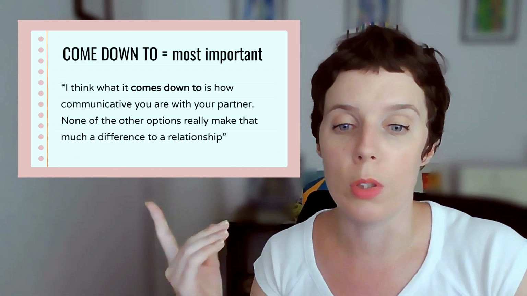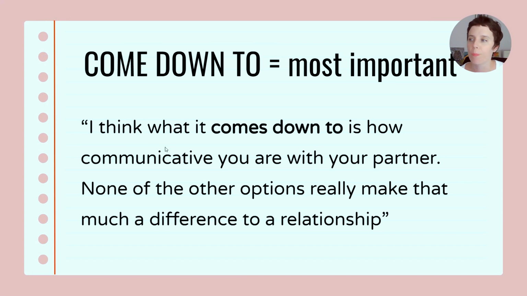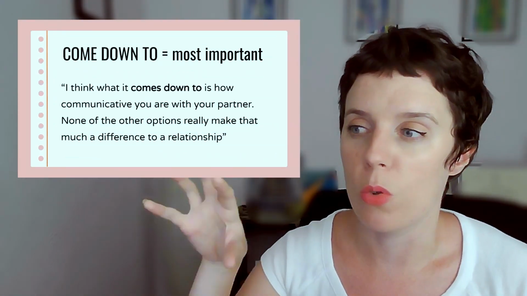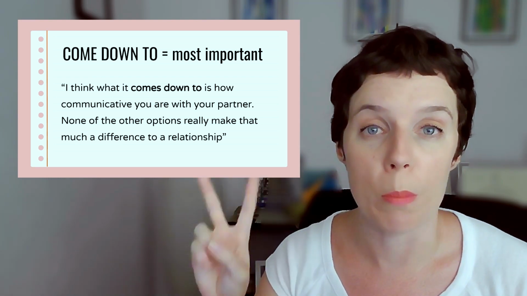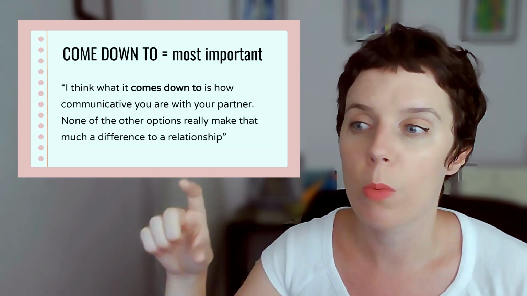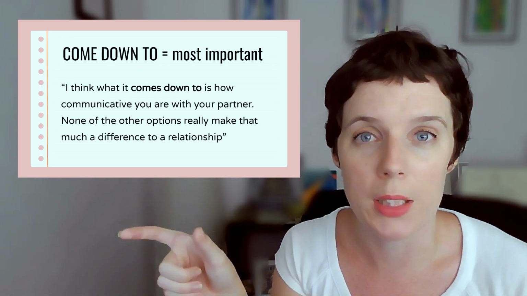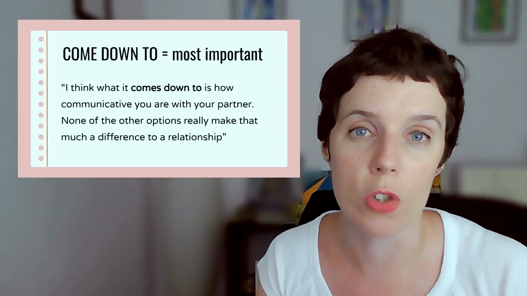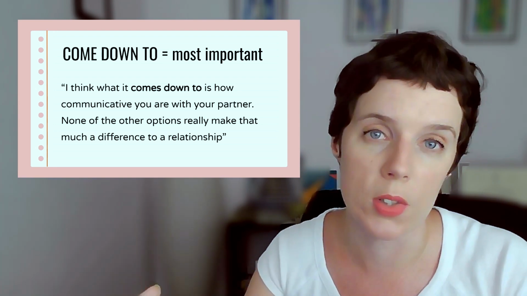So, for example, you could say something like, I think what it comes down to is how communicative you are with your partner. None of the other options really make that much of a difference to a relationship. Okay, so obviously you've got a question about relationships here. And again, this is when you're deciding what the most important thing is or the most impactful thing is. So I think what it comes down to, just remember that phrase for your speaking part 3, and you can say that when you're making your decision. Okay, I think what it comes down to is da-da-da.